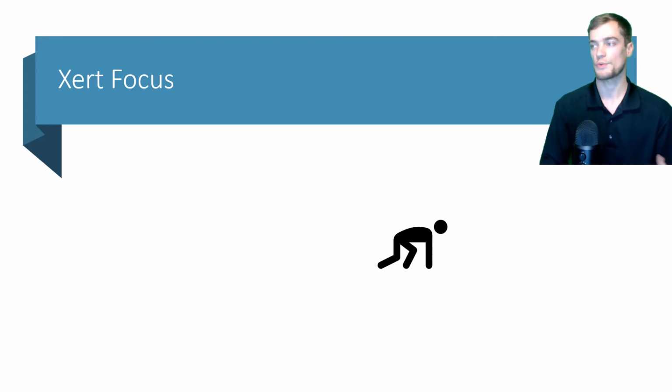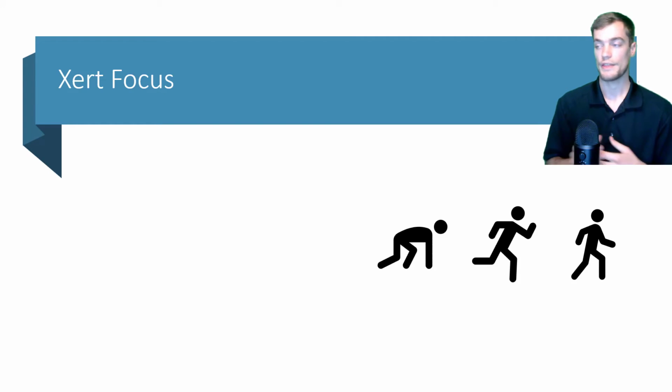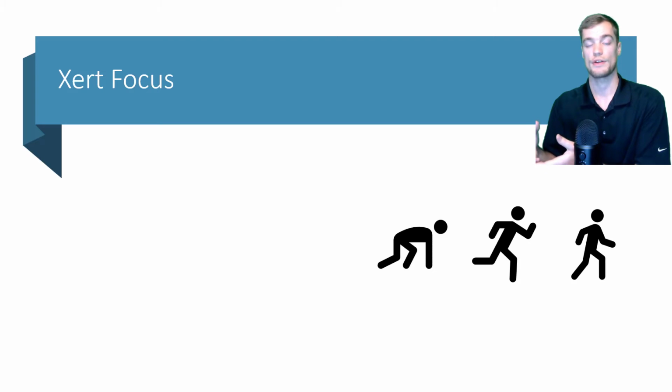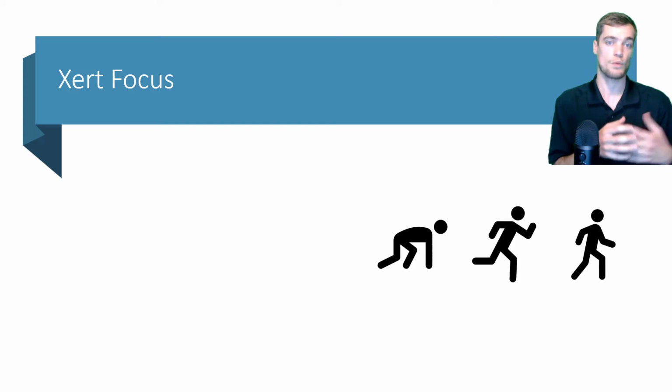I want you to think about 3 separate runners. One is a 100-meter sprinter, one is a 1600 meter or mile runner, and the third one is a marathoner. The demands for a 100-meter sprinter are going to be quite different than the demands for a middle distance runner. And the demands for both of those athletes will still be different than the demands for a marathon runner. And so in a similar way, Xert's focus metric helps us start to understand what the demands are for particular athletes and particular athlete types.